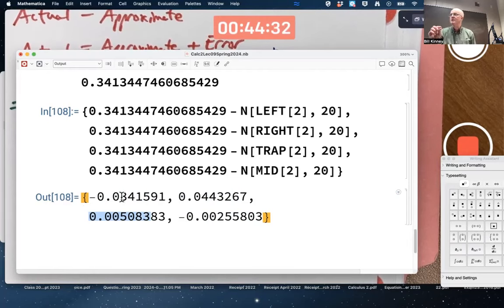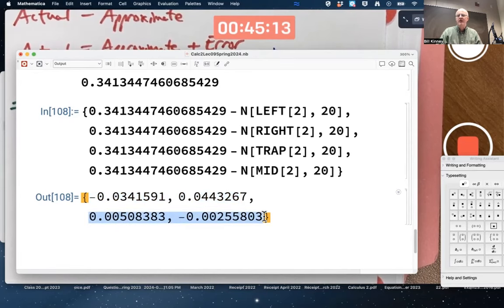The closeness of these numbers to 0 measures how well the approximation does. These are further away from 0. Left and right are worse. These are closer to 0. Trap and mid are better. The signs of left and right are opposites. The signs of trap and mid are opposites. The absolute value of left and right are in the approximate ballpark of each other. They're not exactly the same by any means, but they're in the ballpark of 0.04, both of them. That's kind of why, numerically speaking, it makes sense to average them with the trapezoid rule to get a better approximation.